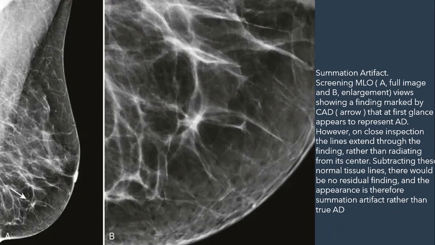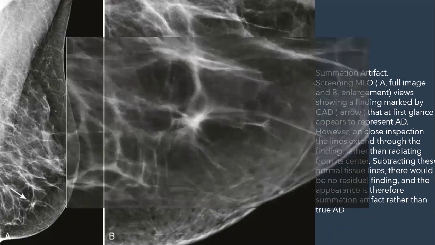Don't read the comment on the right side. Just look at it. Is it architectural distortion or summation artifact? It should not appear this way. I forget to make animation. What do you think about these structures? No comment? Is it architectural distortion?